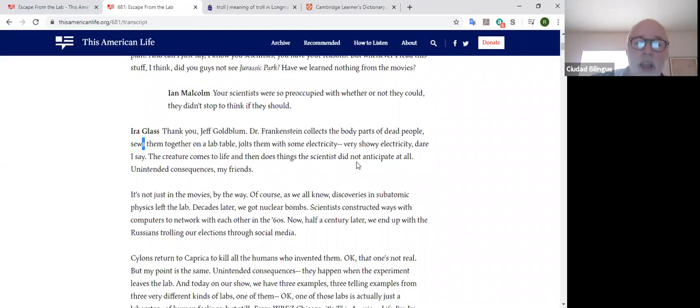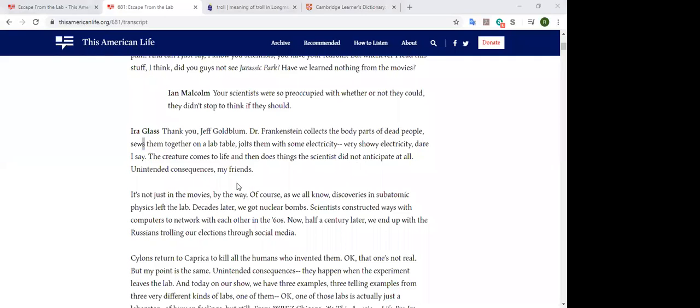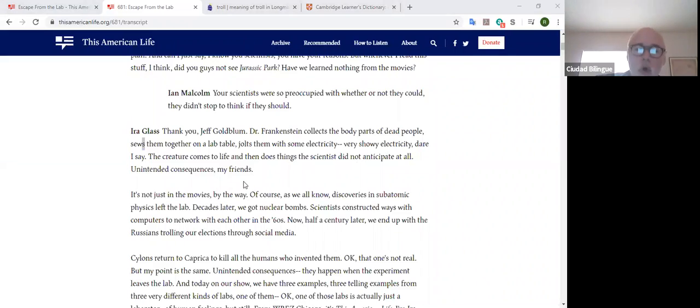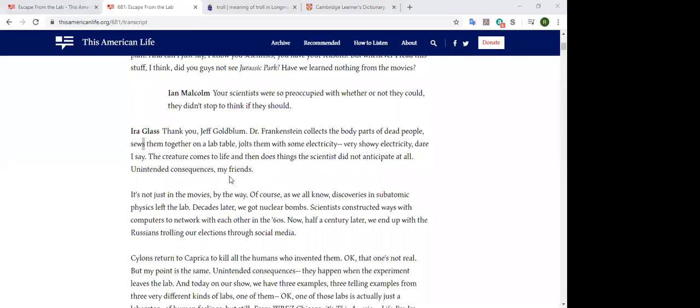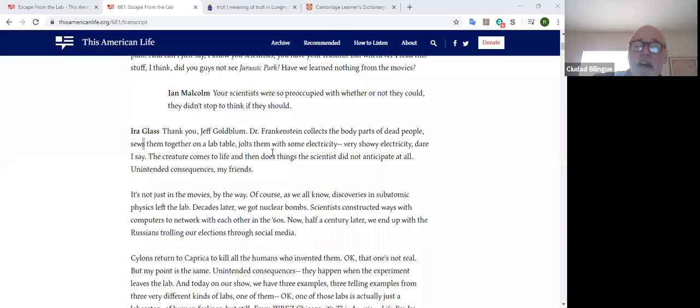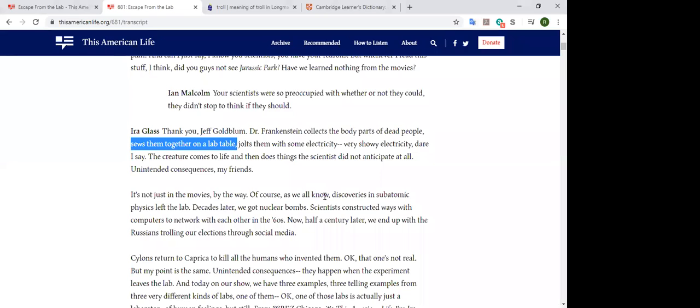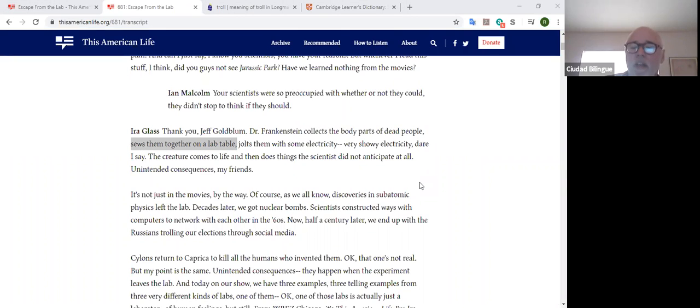Okay, so what's the final question? It's what we call the entonces question. So, who sews them together? Who sews them together? Who? But now you have to go back because you're not using a helping verb. You have to say sews, and I want you to use the whole sentence. So, who sews them together on the lab table? Dr. Frankenstein sews them together on the lab table. Good? Good. Okay.